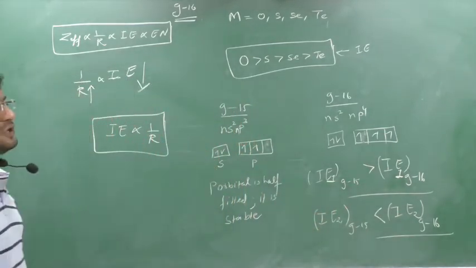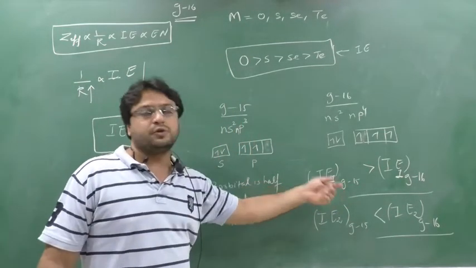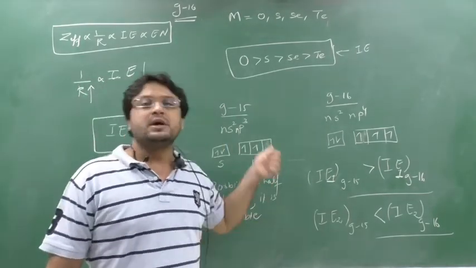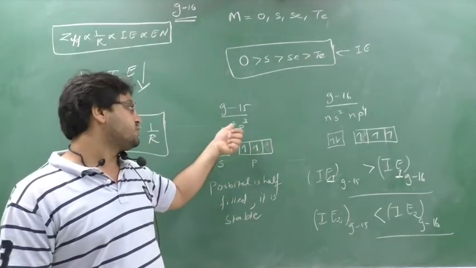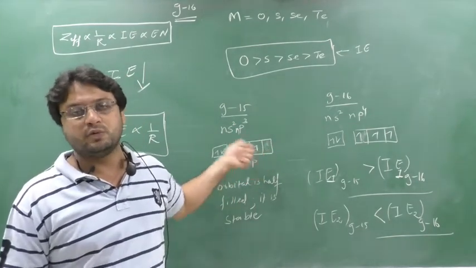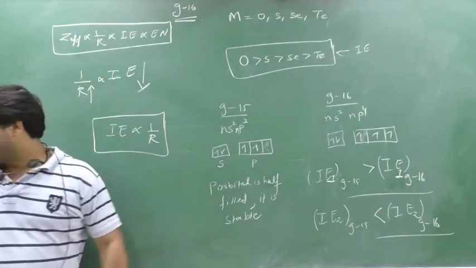Clear? So the first ionization enthalpy will be higher for whom? Group number 15. The first ionization enthalpy of group number 15 is higher than group number 16 because group number 15 has the general electronic configuration ns2 np3, meaning the p orbital is half filled, due to which extra energy is required to remove an electron. Clear this part? So you can write down.